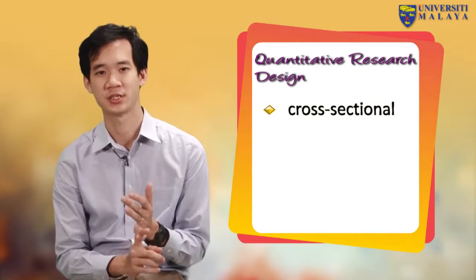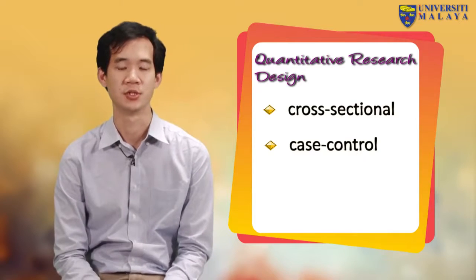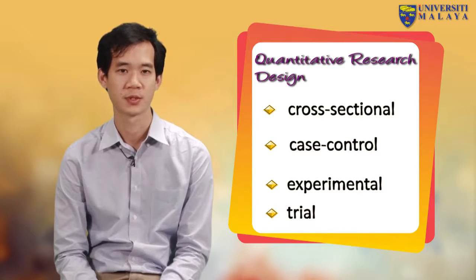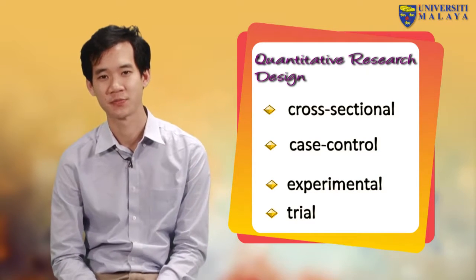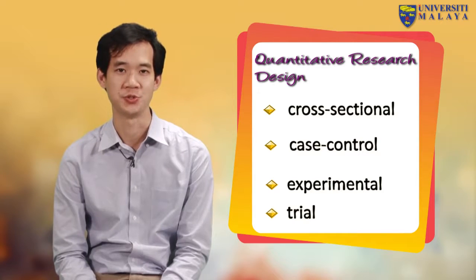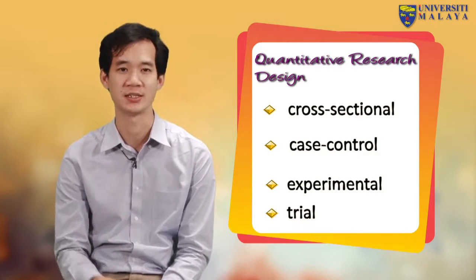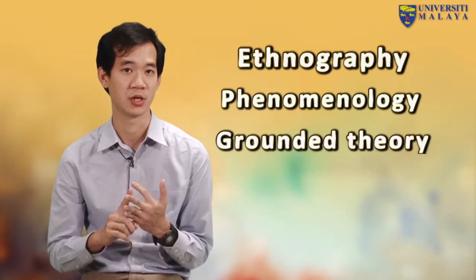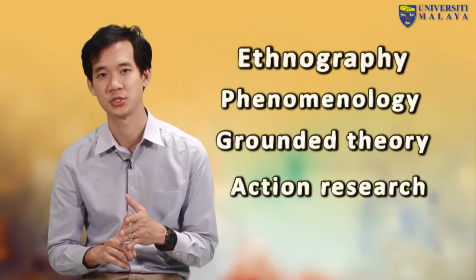In quantitative studies, research design relates to the overall plan of the study. Examples include cross-sectional designs, case control, or experimental study designs, trials, and so on and so forth. What about qualitative research? In this section, I'm going to show you 5 of the most common designs used in qualitative health research. These would be ethnography, phenomenology, grounded theory, action research, and lastly, the case study.